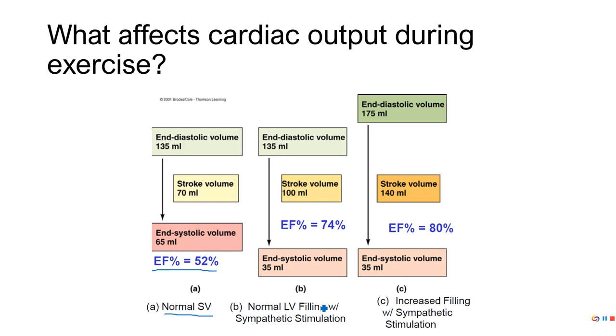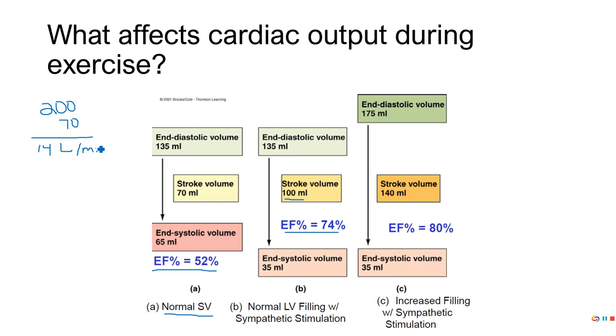Well, if I have normal filling and I have sympathetic stimulation, my stroke volume will increase up to 100. Okay, my ejection fraction is 74. Now, let's just think about this for a minute. So I'm going to try and do some math here. So let's just say that max heart rate is 200 because you guys are young and fit, okay? And we do 70 mils a beat. That actually gives us 14,000, that's 14 liters per minute, okay?